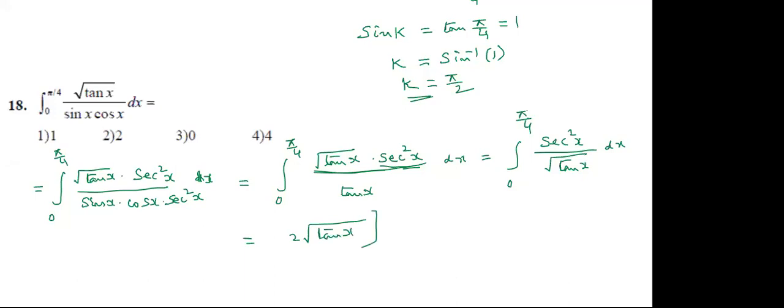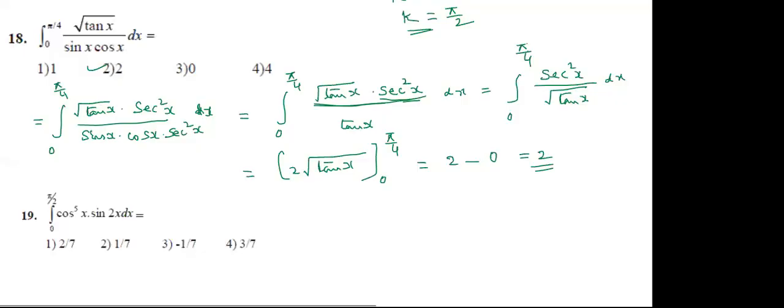What is the limit? 0 to pi by 4. Now substitute the upper limit first. Tan pi by 4 is 1, root 1 is 1, that is we get 2, minus. Substitute lower limit, tan 0 is 0, 2 into under root 0, totally 0. The answer is 2. Students, are you understood here? Integration f dash of x by root f of x dx is 2 root f of x. So which option is correct? Second option.